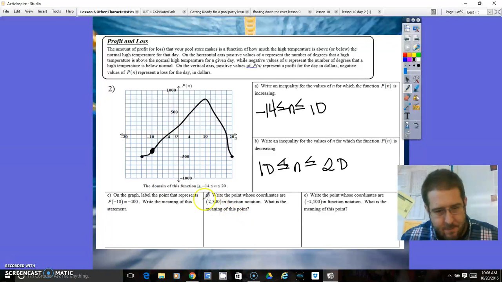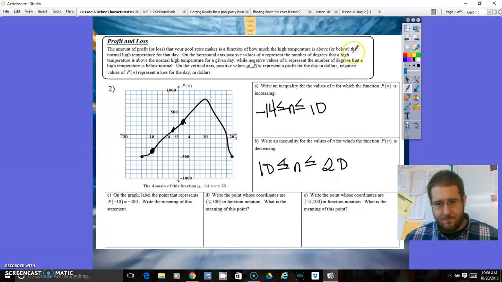Oh, that's not good. Write the point whose coordinates are 2, 300 in function notation. That would be 2, 300 right there. That means if it's 2 degrees above 0, then you're going to have $300 of money that you've made. What is the meaning of this point? I just said it. Write the point with coordinates of negative 2, 100. Negative 2, 100 is right there. It looks like you're still making money. So if it's negative 2 degrees outside, then you're still going to make $100.